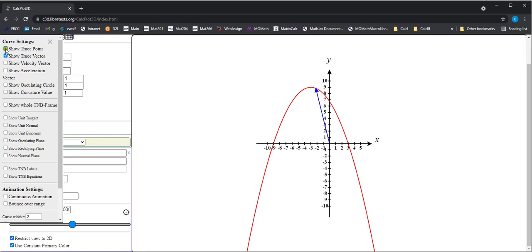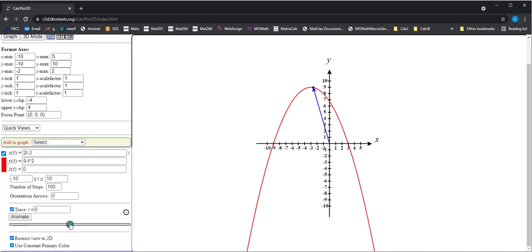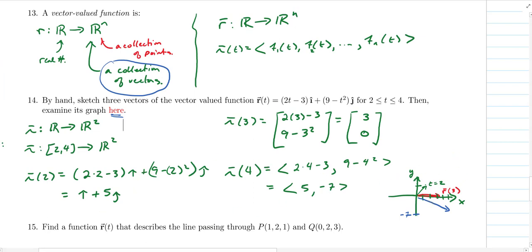I could actually turn off the trace. Well, we'll leave that trace point on because that's not really obstructing anything. And so here you can see the output vectors. For example, we said when t was equal to 2, that this was supposed to output the vector, I believe it was the vector 3, 5, and that's precisely what we see here. We also inputted the value of 3, and that gave us the vector 3, 0, and we also inputted 4, and there's that one there. So you can see the vectors that we came up with by plugging in the various time values.